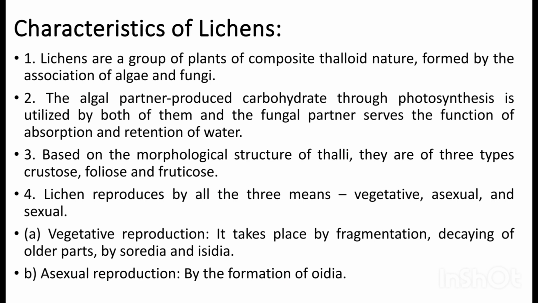Then lichen reproduce by three means: vegetative, asexual and sexual. Vegetative reproduction takes place by fragmentation. One part gets detached and appears as a new lichen. Then decaying of older part. When the older part gets degraded, the newer part develops from the apical part. Then by soredia and isidia. Then asexual reproduction occurs by forming the oidia.